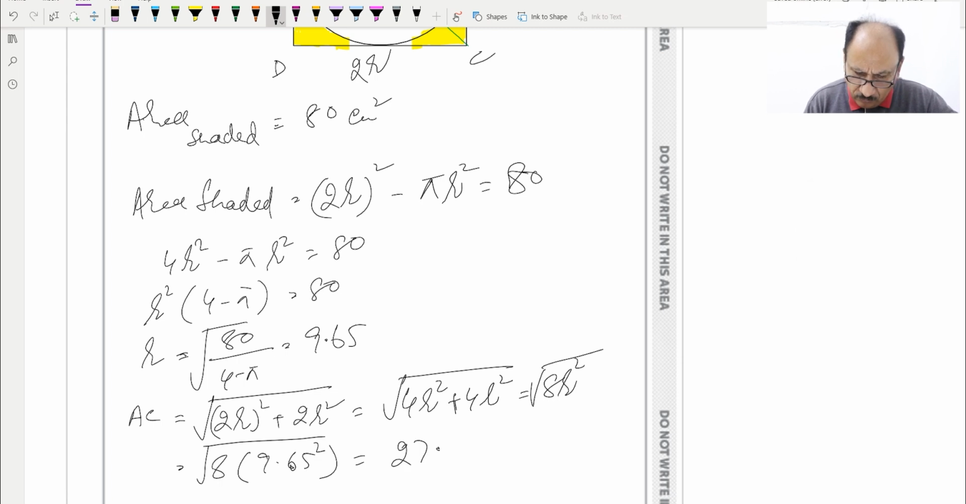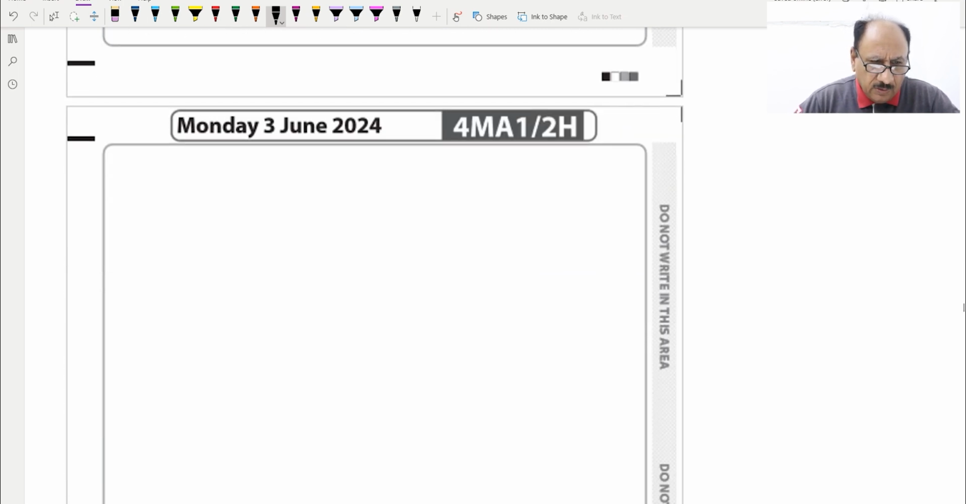So 27.3 centimeters will be our final answer, and this is for 5 marks. It's an easy, straightforward question which we have done. Now question number 22 we can go through.